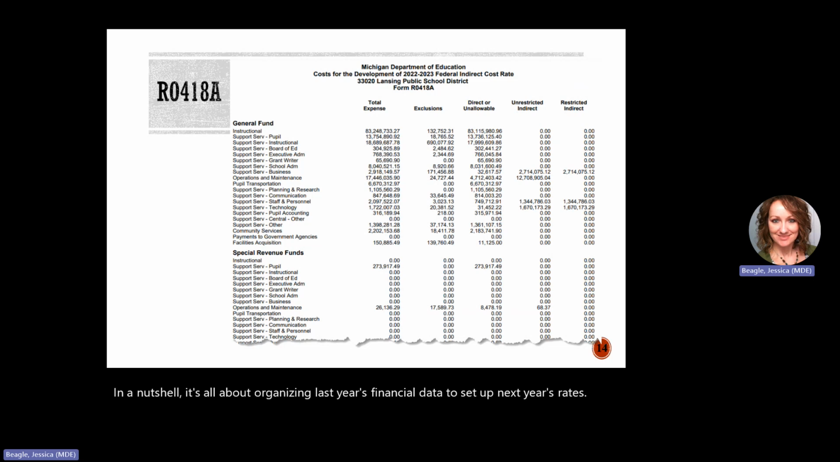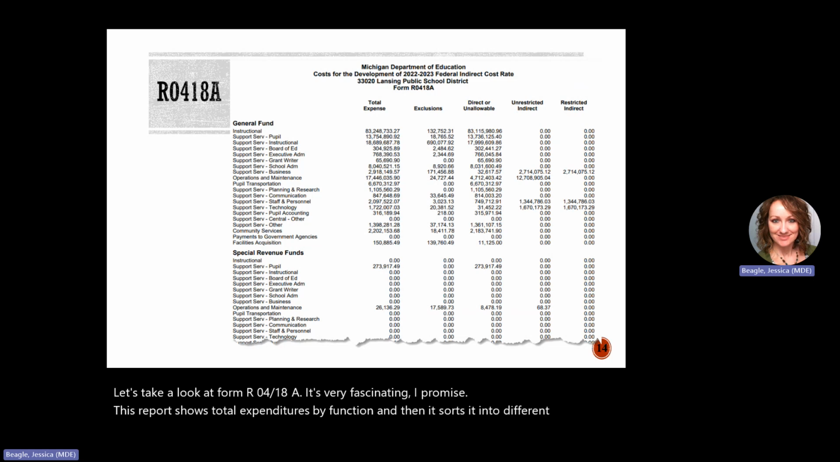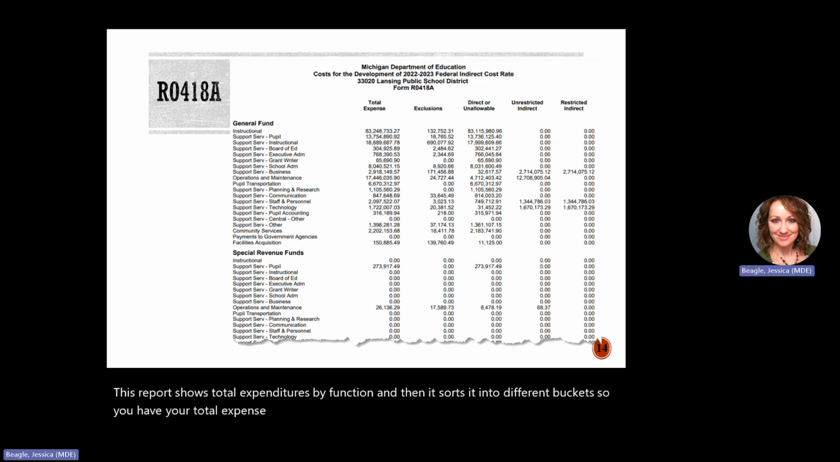Let's take a look at Form RO418A. It's very fascinating, I promise. This report shows total expenditures by function, and then it sorts it into different buckets. So you have your total expense, exclusions, direct or unallowable, and then because we have different costs in your indirect for unrestricted and your indirect for restricted, those two are separated, so they are distinctly identified. And this sorting is based on how those expenses are recorded in the FID.